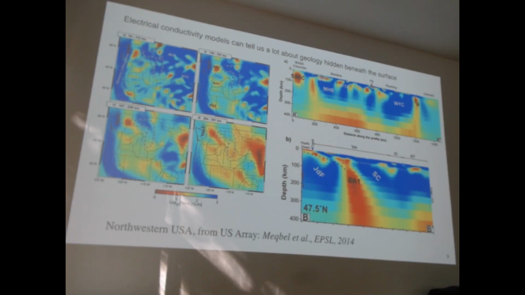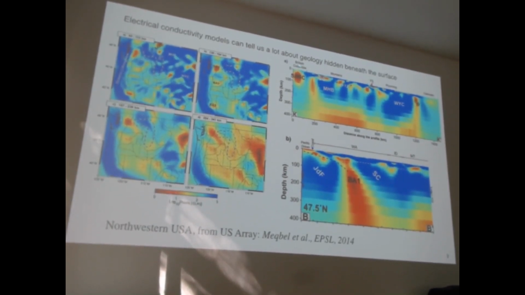There's a large project in progress in the US to cover the entire continental US with long-period magnetotelluric measurements at a spacing of about 70 kilometers. It started on the west side, and here are some 3D inversions of the data being collected. This is the northwest of the USA. These are depth slices going down from 100 and some kilometers to 300 and some kilometers in the Earth.